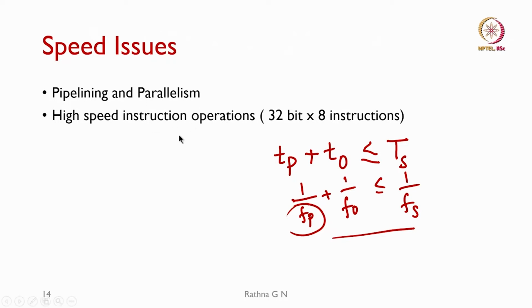How about in the instruction? I can have high speed instruction operations, as in the C6x processors where we have 32-bit, 8 instructions, which I can fetch simultaneously. This is the speed at which I can get instructions in the DSP processor.